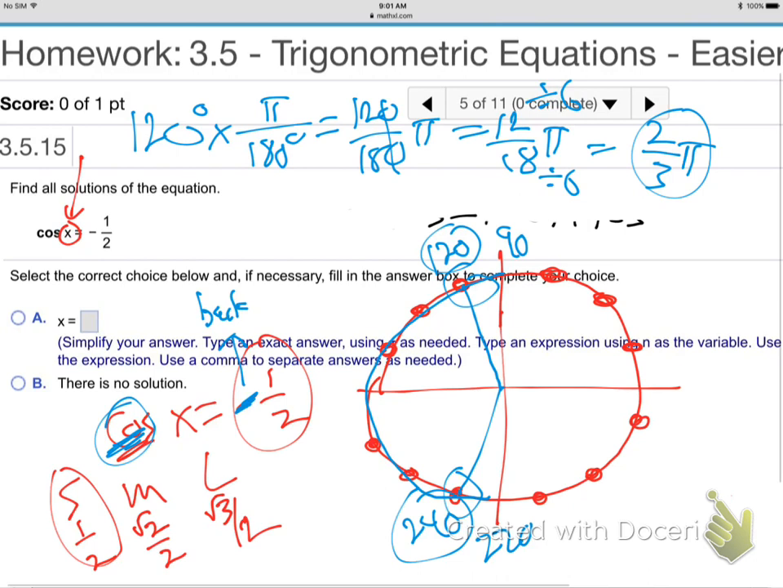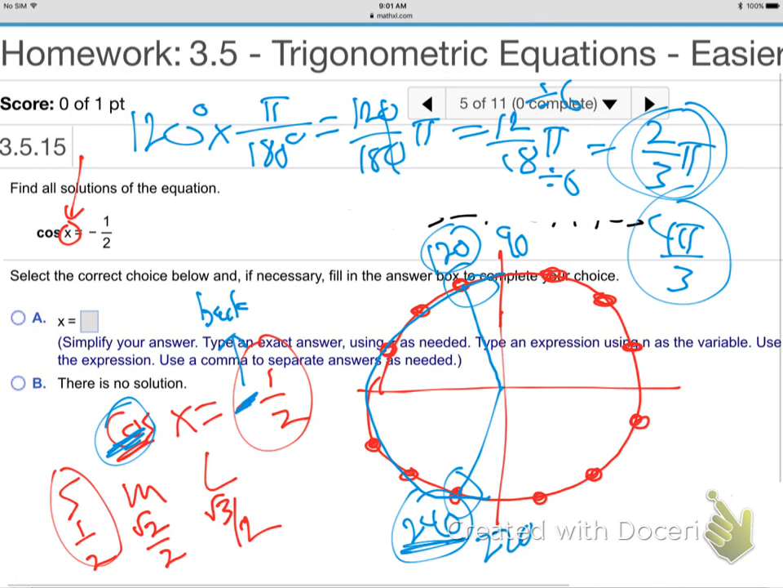120 is 2/3 pi. 240 is twice as big, isn't it? 240 is just twice 120. So just twice 2 pi over 3 would be 4 pi over 3, wouldn't it? Right, you just double it. So those are the two answers, 2 pi over 3 and 4 pi over 3.